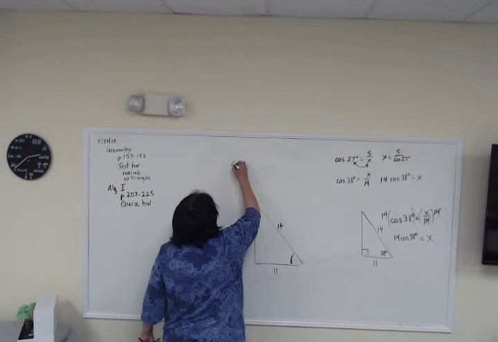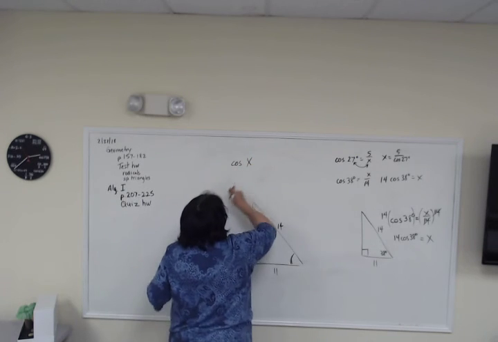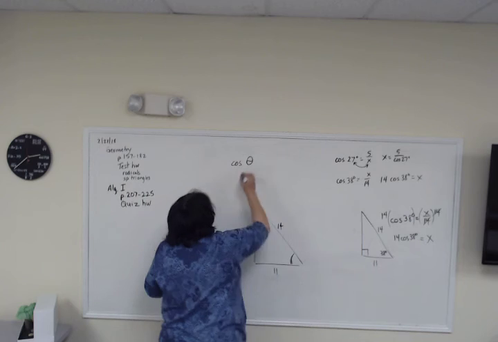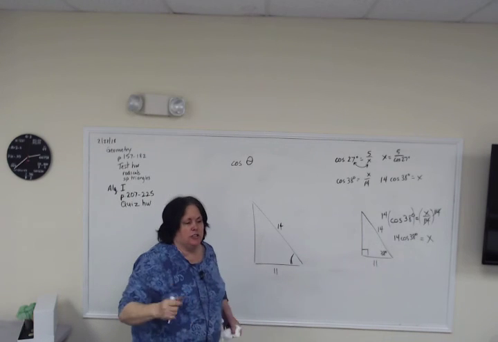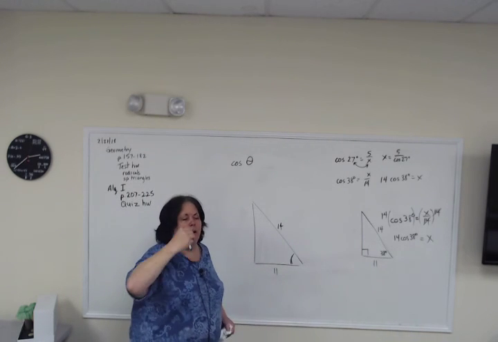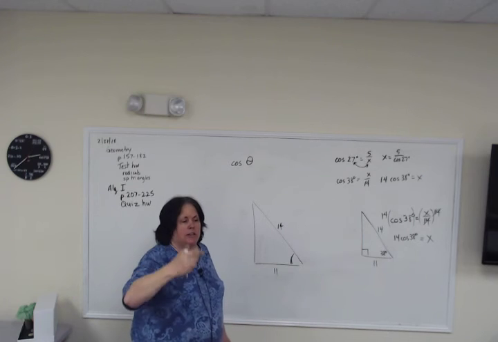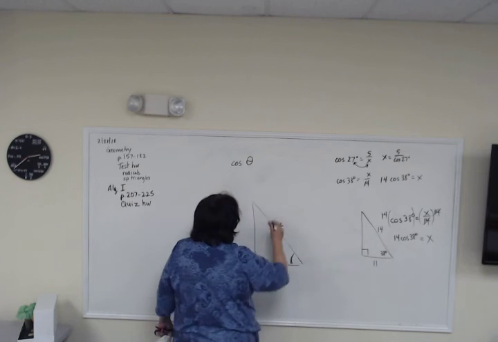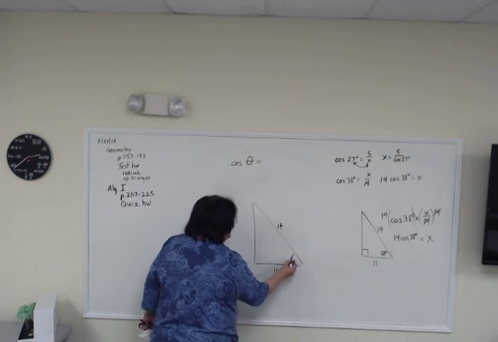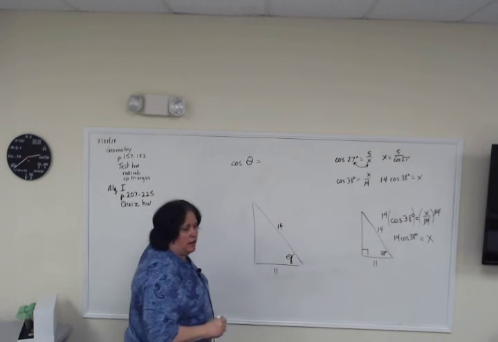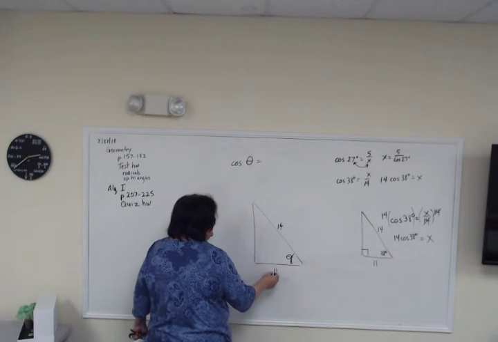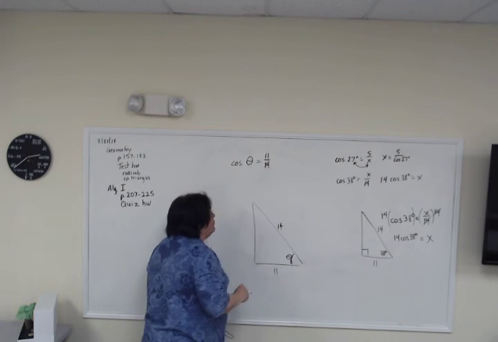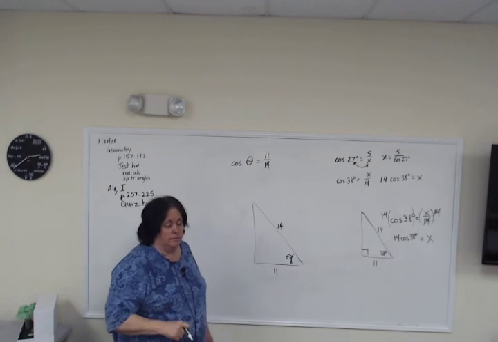So we could say cosine of x, but very often, instead of x, you'll see this theta sign. It's just a variable, just like x. When you talk about an angle measure in degrees, sometimes you'll see x, but very often you'll see theta. So cosine of this angle, it's unknown, isn't it? But we know that cosine is adjacent over hypotenuse. 11 over 14, right?